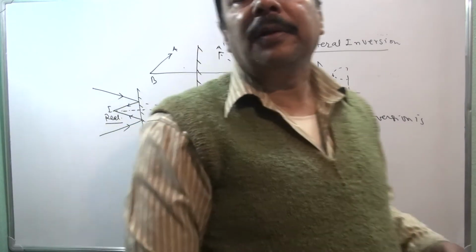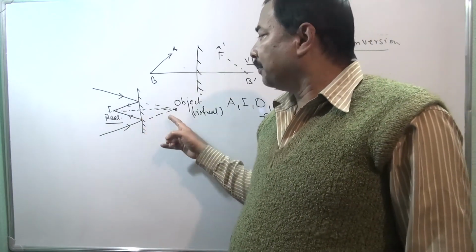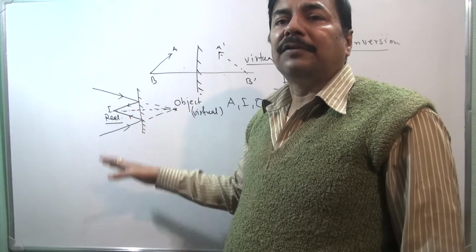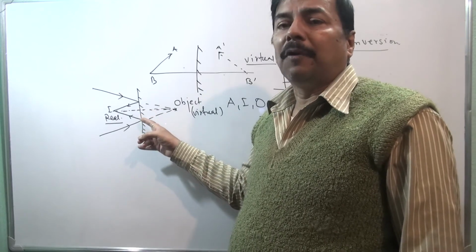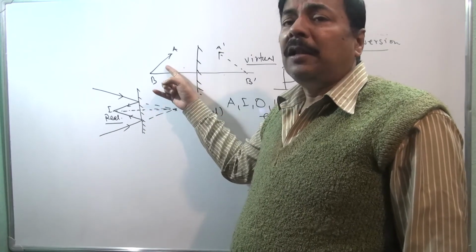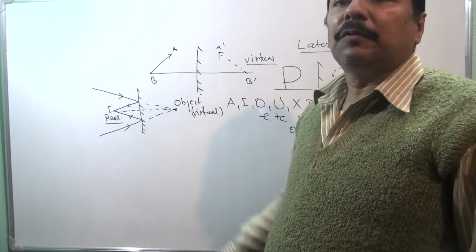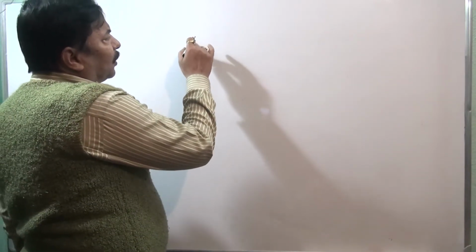We can observe that the plane mirror forms the real image if the object is virtual or the rays falling on it are of converging nature. So if the rays are converging, this plane mirror forms a real image. And if the object is real, then the plane mirror forms a virtual image, and object distance must be equal to image distance.